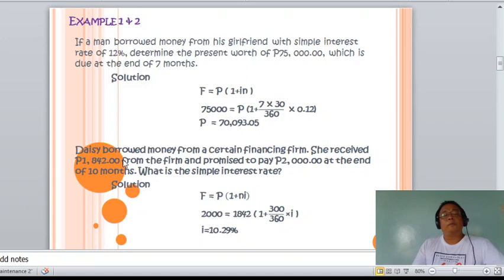So, substituting now into the formula, F is equal to P multiplied by 1 plus N multiplied by I, where the future amount is 2,000, the present amount is 1,842, multiplied by 1 plus 10 months multiplied by 30, which is 300, divided by 360, multiplied by I. And then, solving for I, it is 10.29%. Okay?